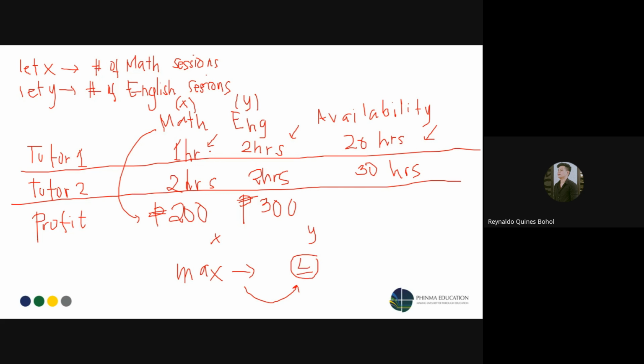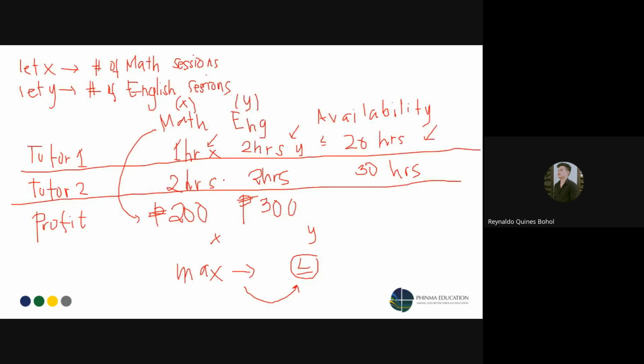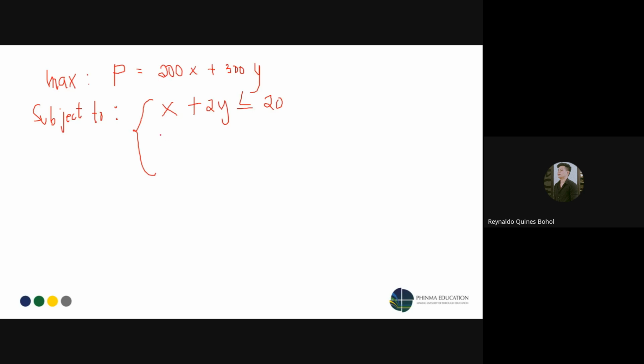This means 1 hour is X, English 2 hours is Y, and then we have less than or equal to. Right? Maximization. So the answer there is X plus 2Y less than or equal to 20. Okay, next, the second one. It's 2 hours, so 2X. 2 hours is 2Y, less than or equal to 30. So we write 2X plus 2Y less than or equal to 30.